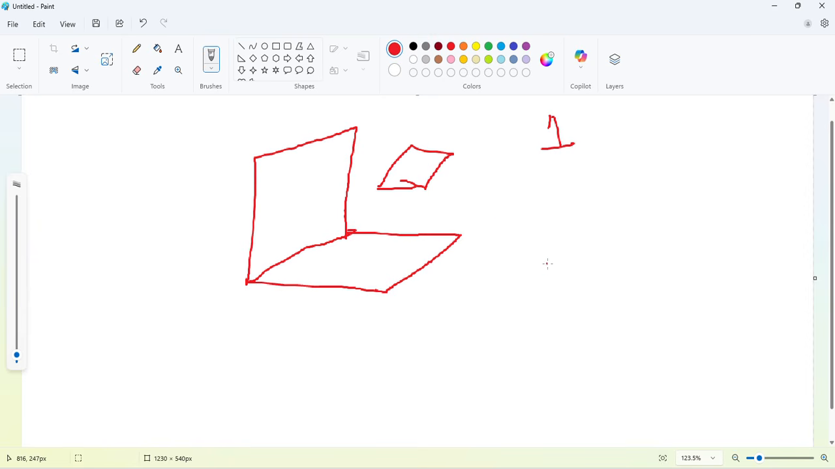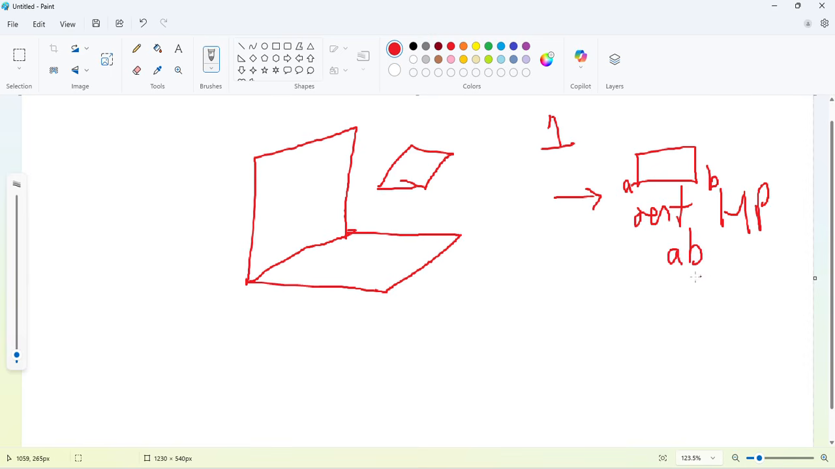Now we may have different conditions. Suppose in the question it is given that we have a rectangular plane which is resting on HP on one of its sides. Suppose this is our resting side AB. It is resting on side AB on HP, and along with this, the horizontal surface makes an angle of 60 degrees with the HP.